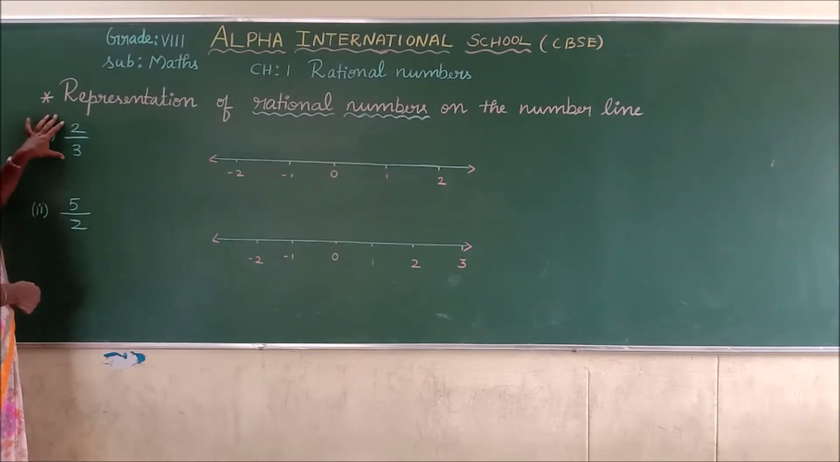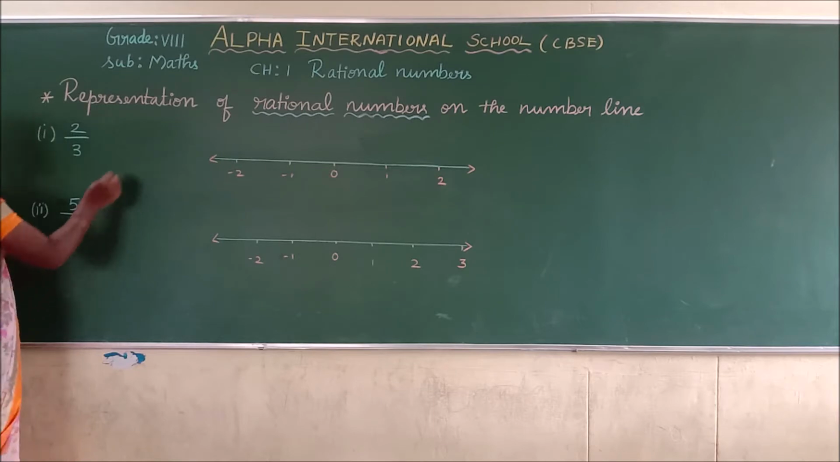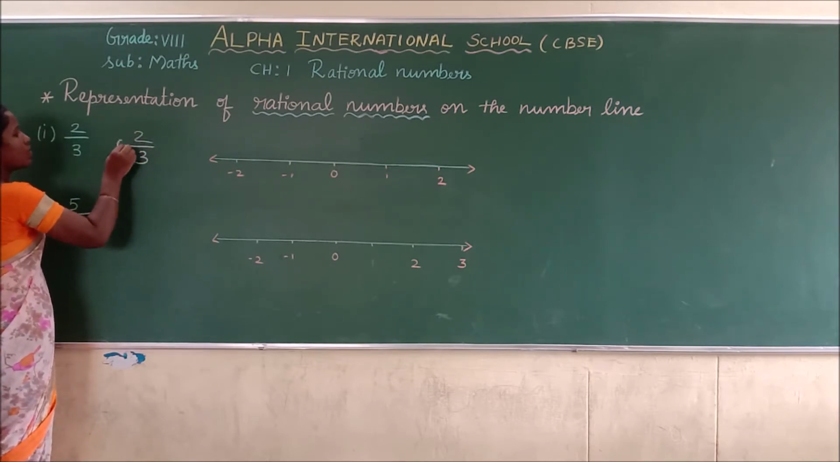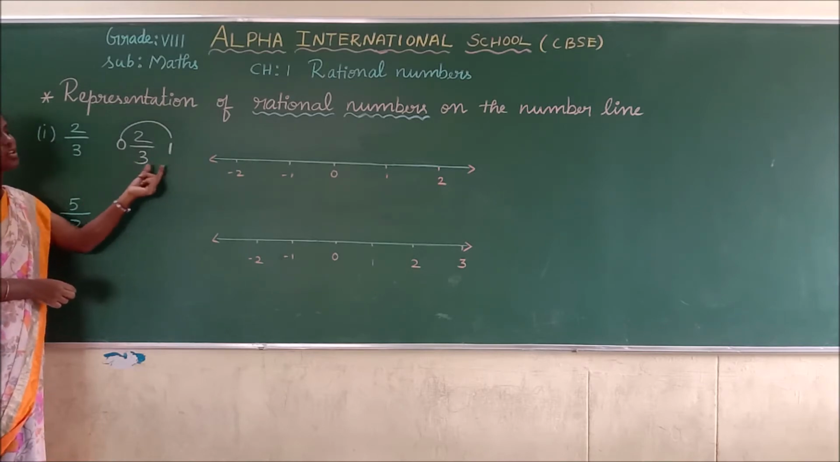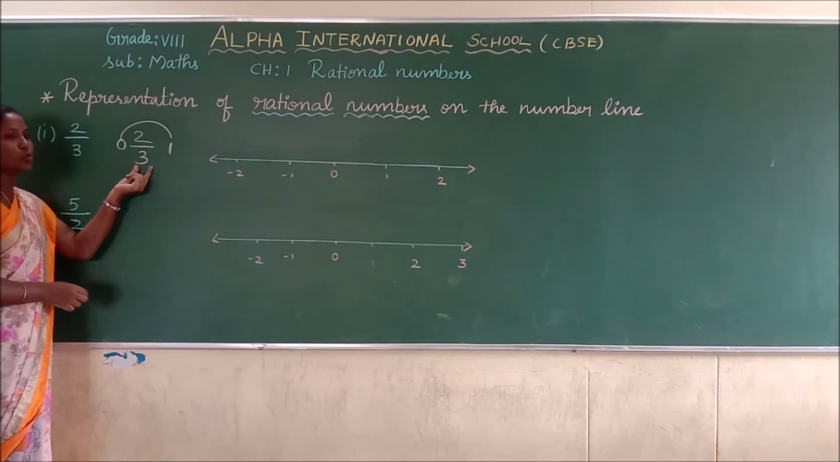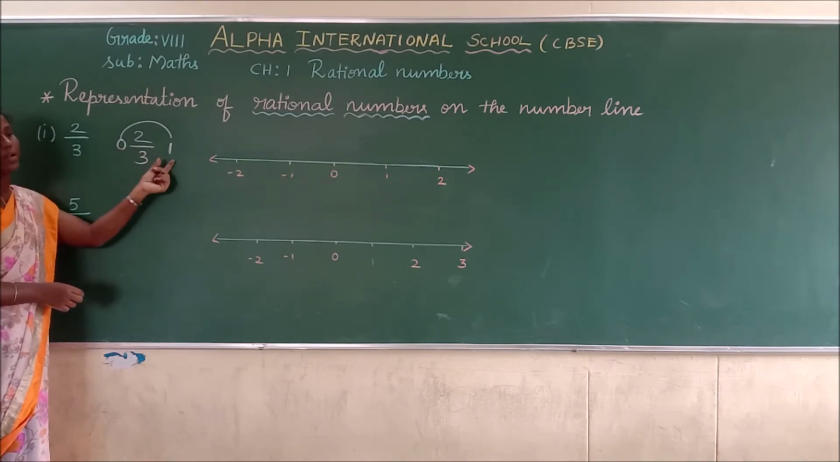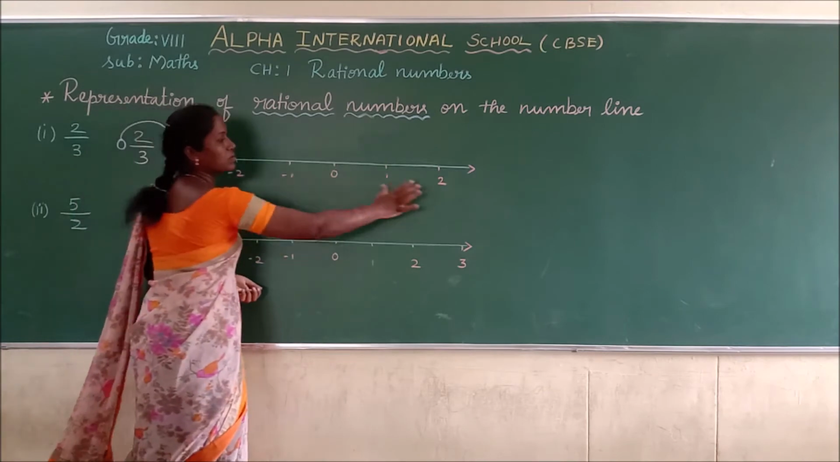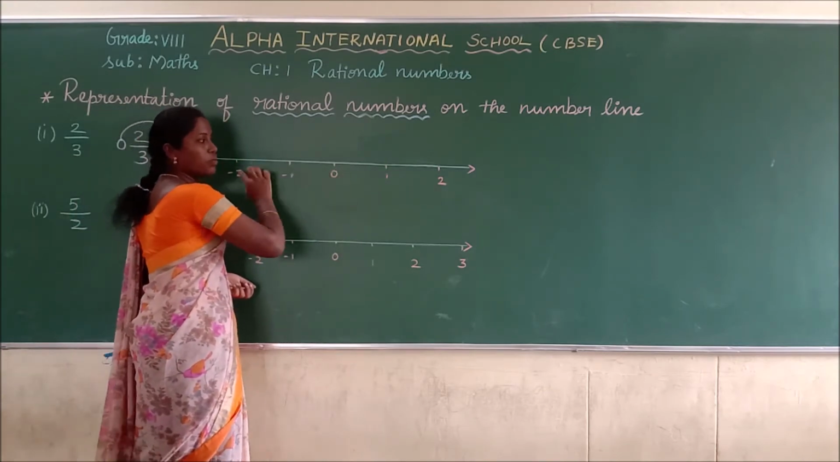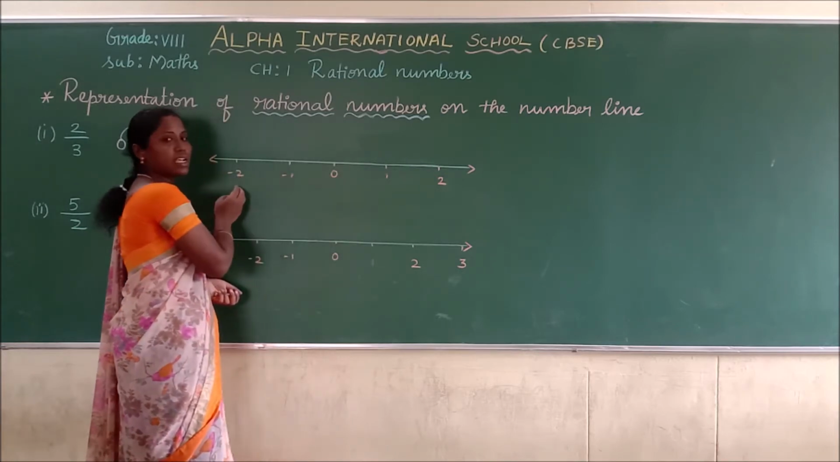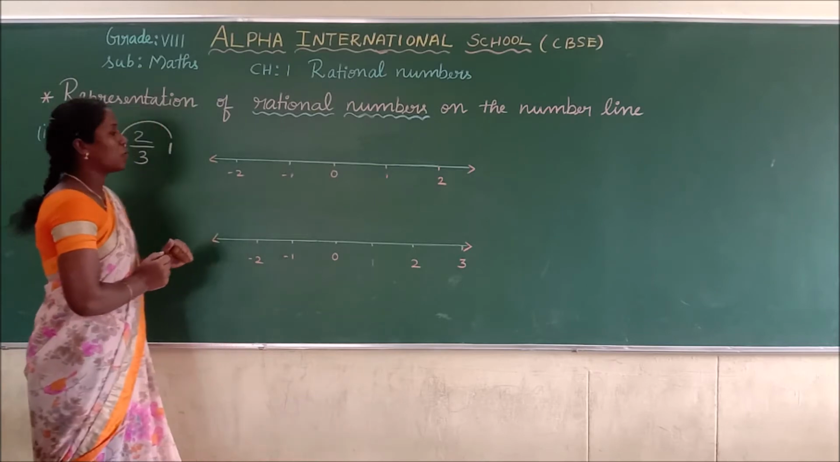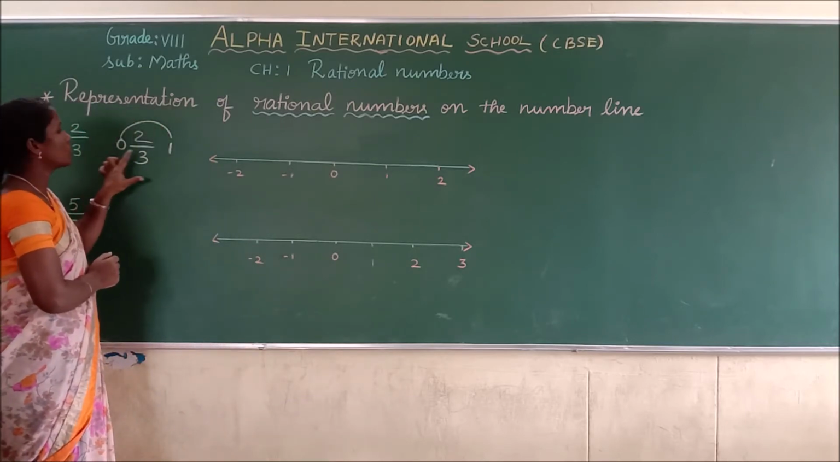2 by 3 is a proper fraction. Here the denominator is greater than the numerator, so it is a proper fraction. If it is a proper fraction, the value lies between 0 and 1. So you have to represent this rational number 2 by 3 between 0 and 1. Now on to the number line. In a straight line, in the middle we have taken 0, to the right hand side the positive numbers, to the left hand side the negative numbers. Now we are going to plot 2 by 3 between 0 and 1.